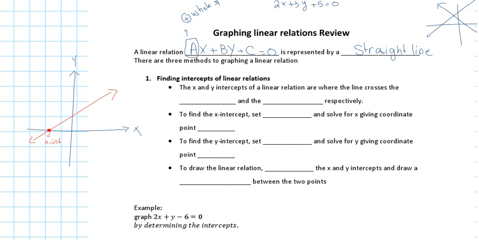Okay? How about your y-intercept? Yeah? So this is where the y-intercept is. So it's where the red line is intersecting the y-axis. Okay? So the x and y intercepts of a linear relation are where the line crosses the x-axis and the y-axis respectively.